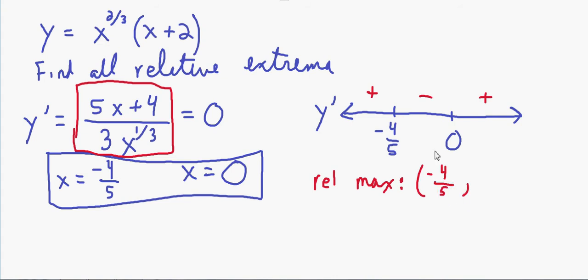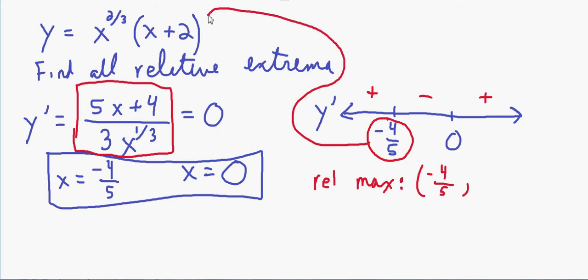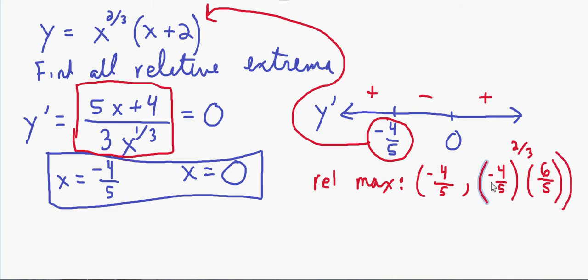And we'll find the y value by plugging negative 4/5 back into our original function. Now, this isn't going to be a super nice number, but that's okay. The y value is negative 4/5 to the 2/3 times negative 4/5 plus 2, which is 6/5. That's the y value there. Kind of ugly, but that's just the way it is. If you had a calculator, you can turn that into a decimal or something.